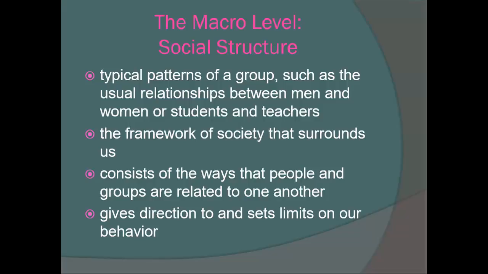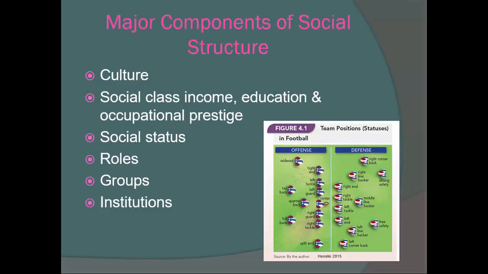Social structure is the typical patterns of a group, such as usual relationships between men and women or students and teachers. It's the framework of society that surrounds us, and it consists of the ways that people and groups are related to one another, providing direction to and setting limits on our behavior.